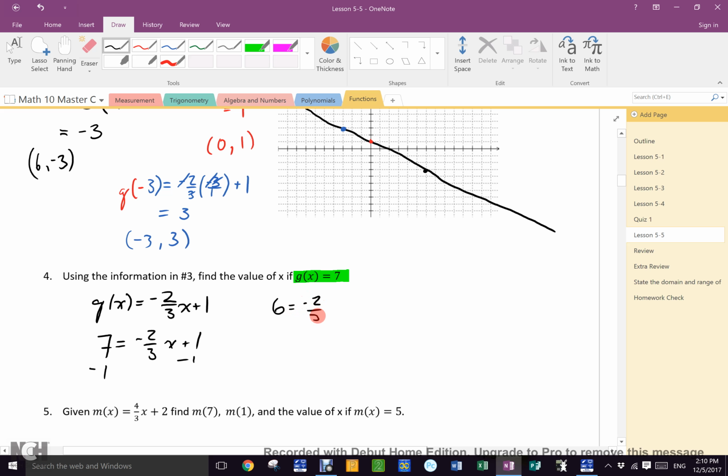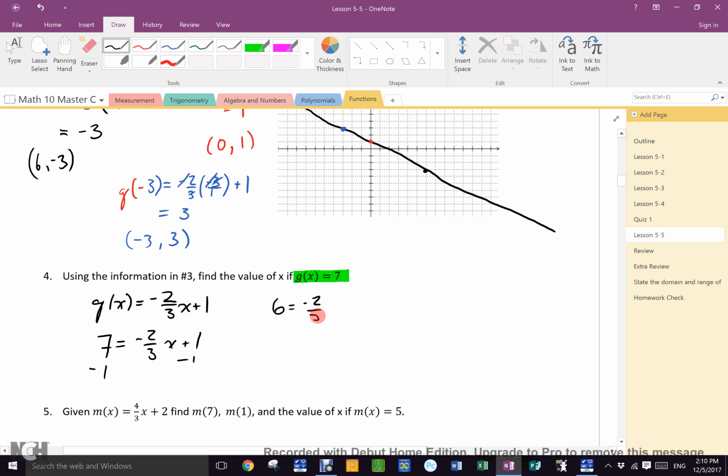How do I get rid of this 3? It's already dividing. Multiply by 3. If I do something to this side, what do I do to this side? 3. Now what do I have? 18 equals negative 2x. How do I get rid of times negative 2? Divide by negative 2. And what is x?